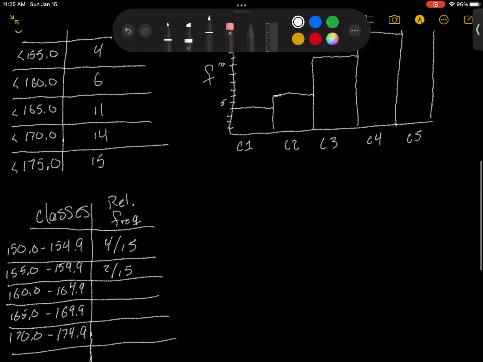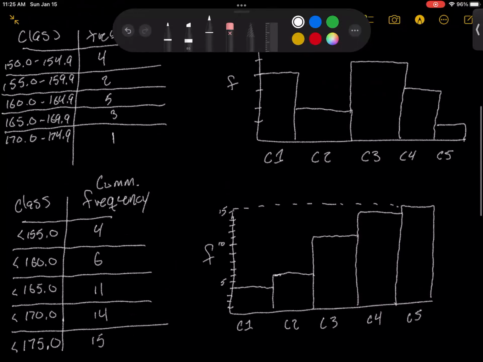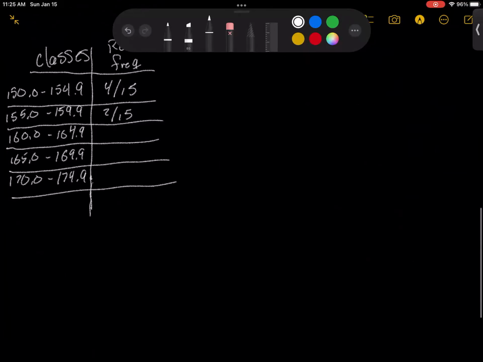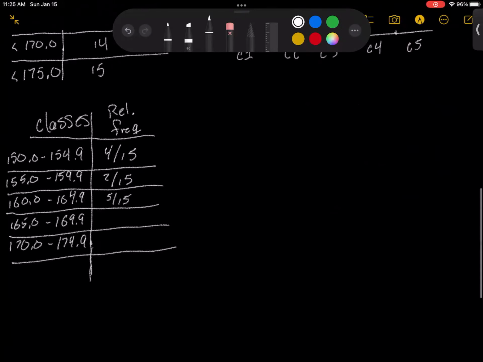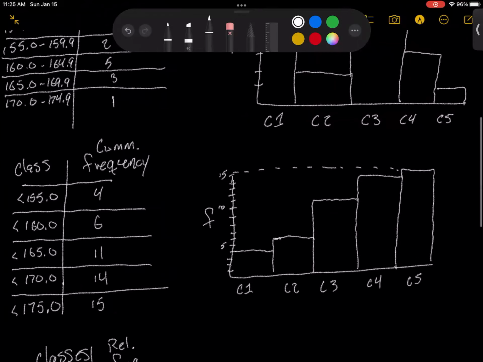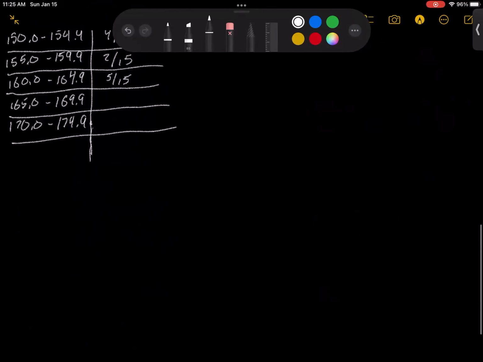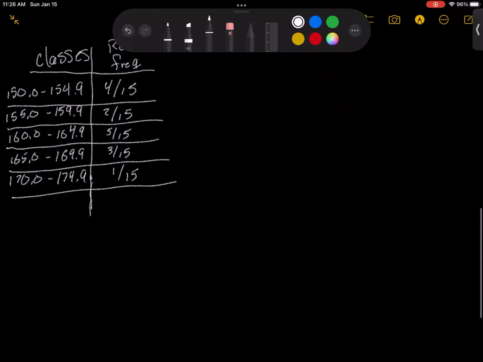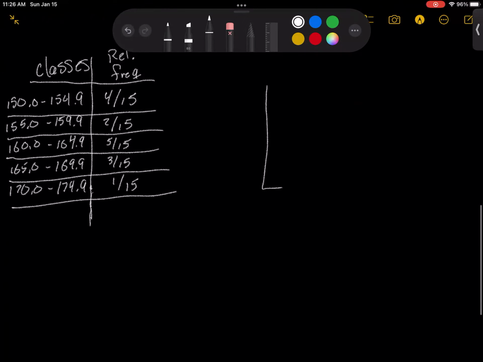There were 5 people in the third data class. So there's relatively 5 out of 15 people. There were 3 people in the fourth data class. So there are 3 out of 15 there. And there's 1 person in that last data class. So only 1 out of the 15 have a height between 170 and 174. And again, we can build a histogram to represent this frequency distribution.